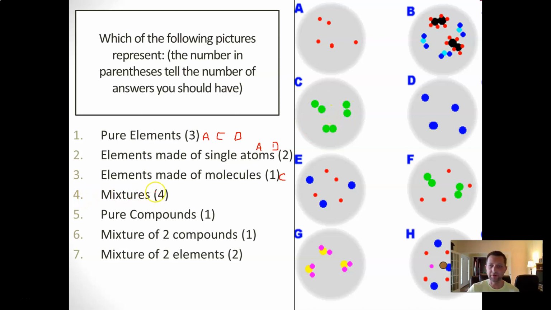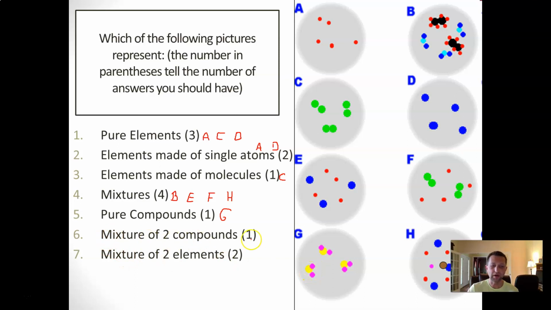Mixtures. There are 4 of them. B is definitely a mixture. Let's see. E is a mixture, F and H. Those are all mixtures. Number 5, pure compound. It can't be A, C, or D. It can't be B, E, F, or H. So we're left with G. You have one type of molecule here, and that molecule is a compound. This looks like water here.